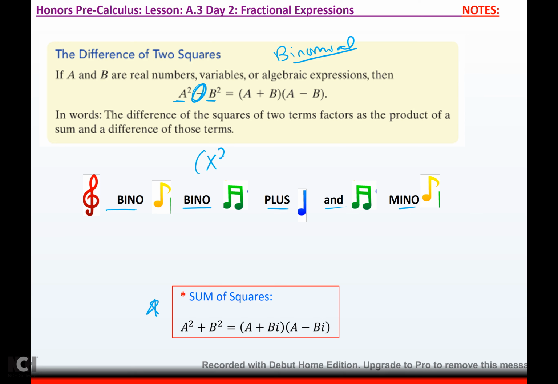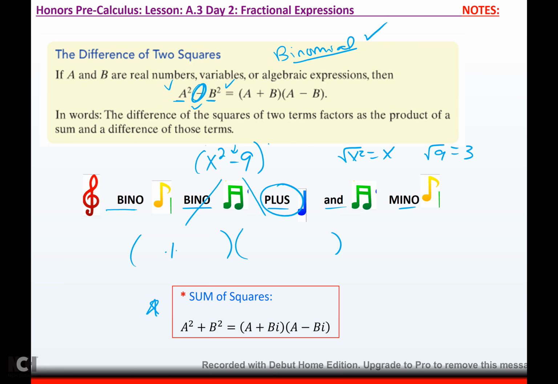So if I had x squared minus 9, okay, it's a bino, check. They're perfect squares because the square root of x squared is x, no remainder, or nothing left in. And the square root of 9 is a real 3, no decimals. So the perfect squares and the middle sign is a minus. So it all checks out. And if it all checks out, then this will factor into bino, bino, plus and mino. And then these are the terms that go in there. X plus 3 times x minus 3.